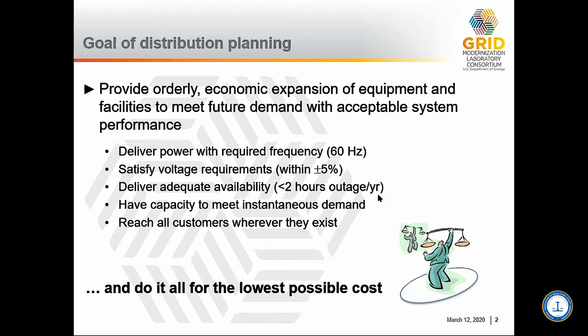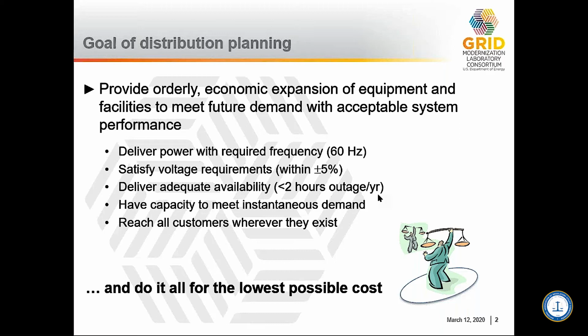Goals, as I describe them, include several things. There is a goal for frequency. The distribution system must deliver power with required frequency, in the US, that's 60 hertz. Note that distribution systems are not typically responsible for the frequency of the system. That's typically from the bulk power system, from the generation side. But in a microgrid, for example, the distribution system of the microgrid will be responsible for regulating frequency.